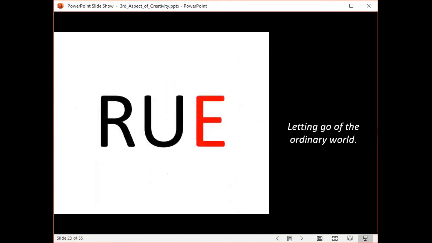Let's do another one really quick. Actually, let's do one more. Okay, what do you see here? What's your first interpretation of this? If somebody asked you, what are you looking at? You'd say what? Well, maybe you might say something like, I see rue. I see a bunch of letters that spell rue. Okay, and that's normal, right?